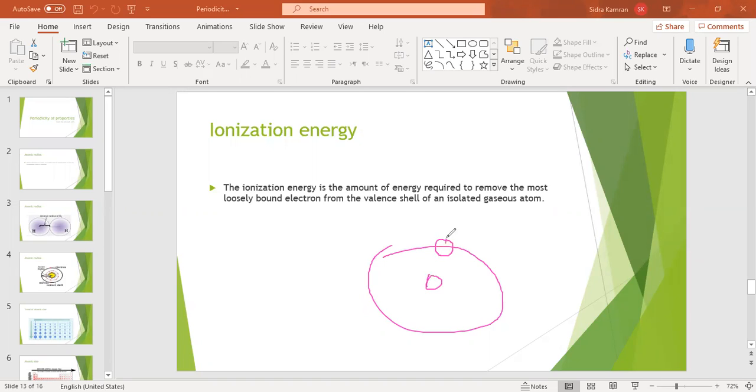If you want to remove this electron from an isolated gaseous hydrogen atom, you need a specific amount of energy. That specific amount of energy to remove this electron is called ionization energy, to make it an ion. If you remove the electron, you are going to make it an ion. A neutral hydrogen atom, by the removal of one electron, will become an H positive ion. So ionization energy is basically required to make a neutral atom an ion.